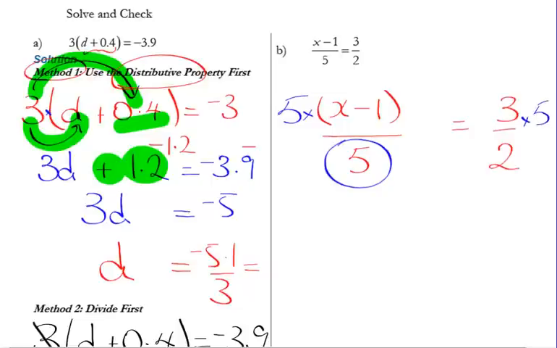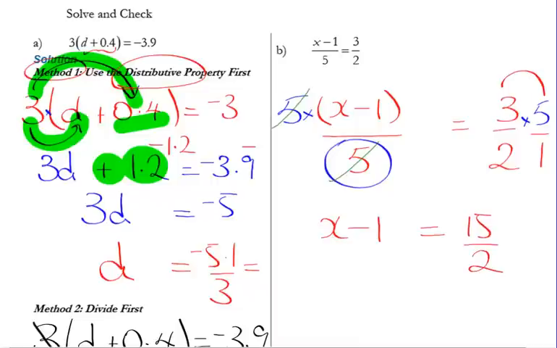Now check what happens here. 5 divided by 5 gives us 1, and guess what? We're down to our binomial there. Because it's by itself now, we don't need to worry about the brackets. And on this side over here, this is 5 over 1, multiplying it out. 3 times 5 is 15, and 2 times 1 is 2.